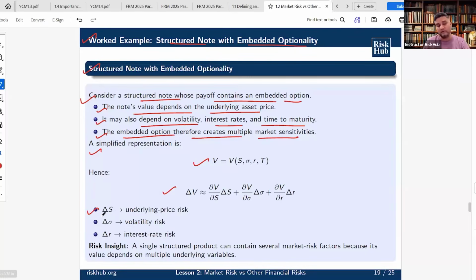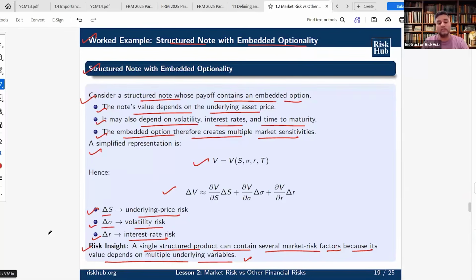Here delta S is underlying price risk, delta sigma is volatility risk, and delta R is interest rate risk. A single structured product can contain several market risk factors because its value depends on multiple underlying variables, right? A structured note contains an embedded option. You all understand that. Its value depends on the underlying asset price and also on volatility, interest rates, and time to maturity. The embedded option creates several market sensitivities at once.